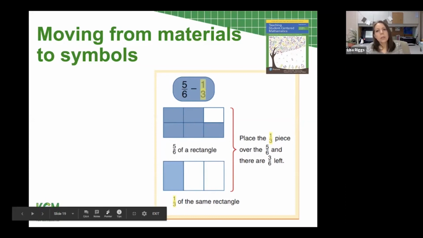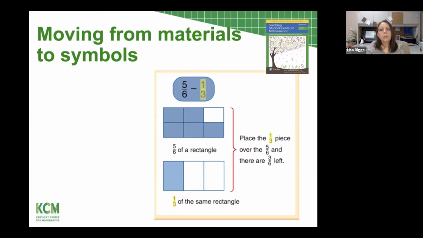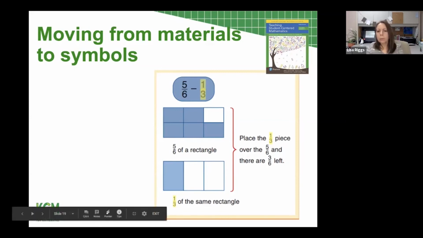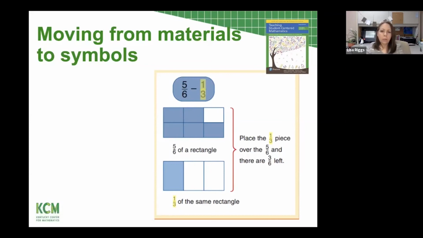So one of our research tools is the Van de Walle series. So Van de Walle gives us this nice example where if we have 5/6 minus 1/3, how can kids think about that in a conceptual way? So this is a nice visual that shows us how we might be able to illustrate that in that model.